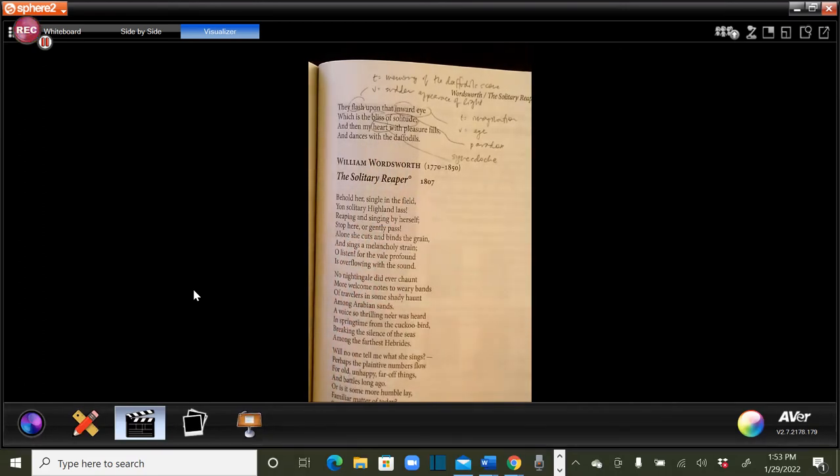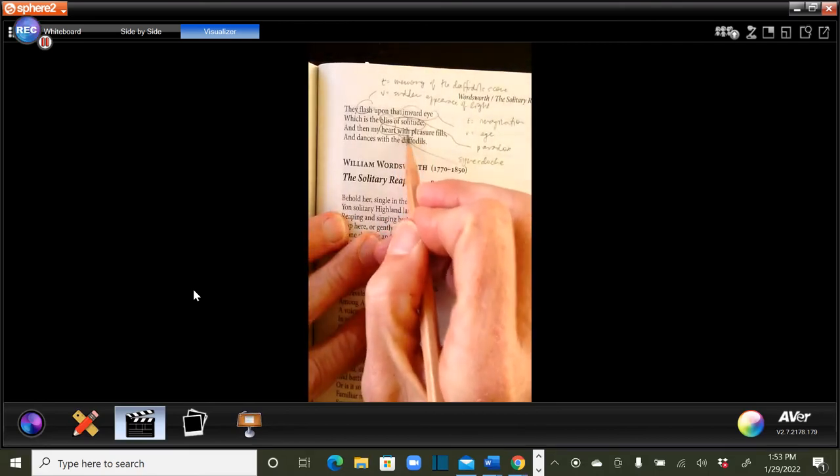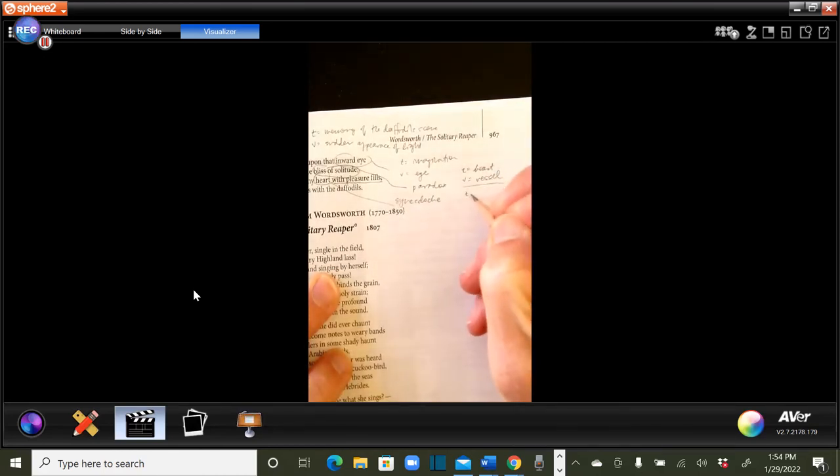Now we've got to look at something else, okay? With pleasure fills. We can look at this in a couple of different ways. One, here the tenor is the heart as part of the whole, and the vehicle then is some sort of vessel, something that can hold something. The other way to unpack that is this: the tenor is pleasure, and the vehicle is some sort of liquid, like maybe some wine or some water.